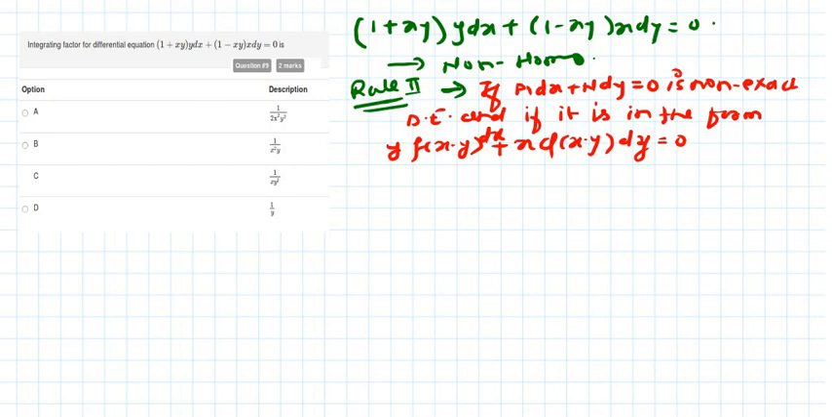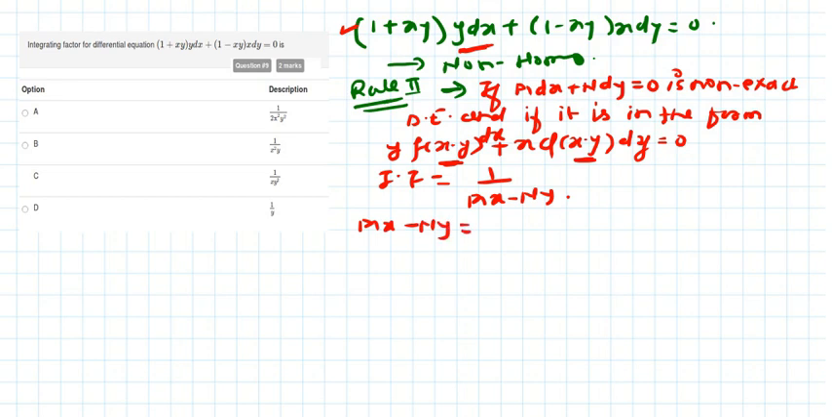What it means is, if you see, y and dx are there, and a function of the product of x into y, those terms should be there, then only you can apply this rule, and its integrating factor will be 1 upon mx minus ny. So let's find out what is mx minus ny.